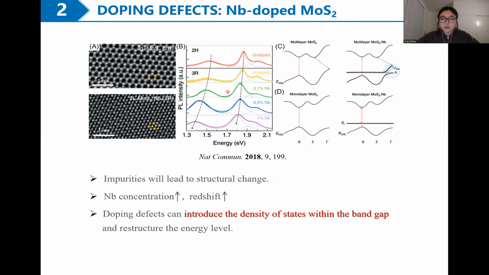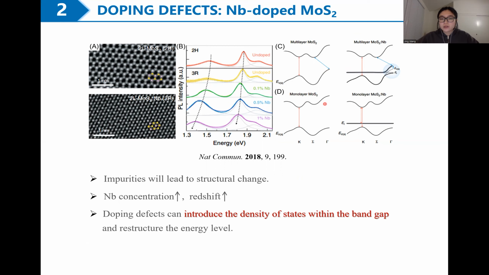So the PL of 3R bilayer is a little redshifted. We can also see that higher niobium concentration leads to more significant redshift. This is because the niobium impurity states will cause valence band modification.